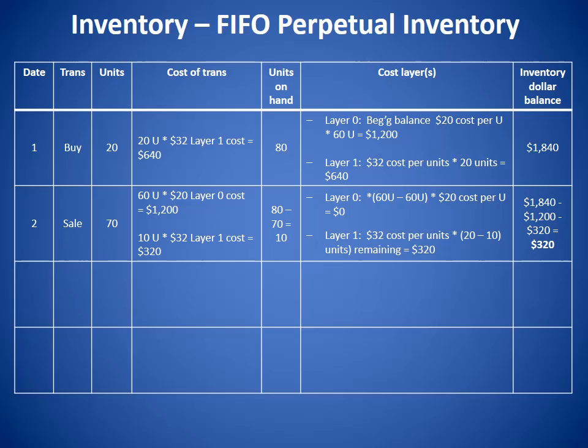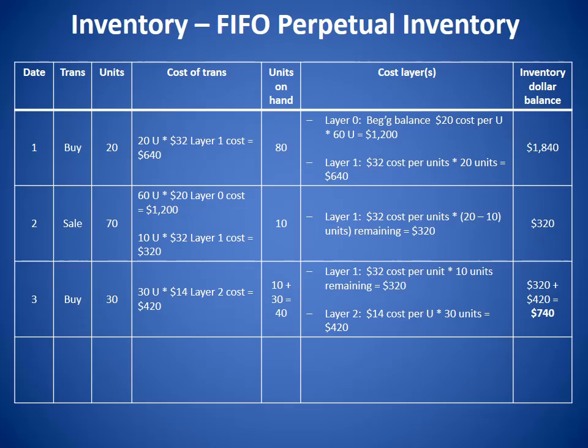okay, with transaction number 3 now, we are buying another 30 units. And in this case, we're buying those 30 units at $14 a unit. So 30 units times $14 a unit means we're going to add a cost layer, layer number 2, of $420. And again, if we go back to our units on hand, 10 units on hand plus the additional 30 that we're buying, so we have 40 units in our perpetual inventory.